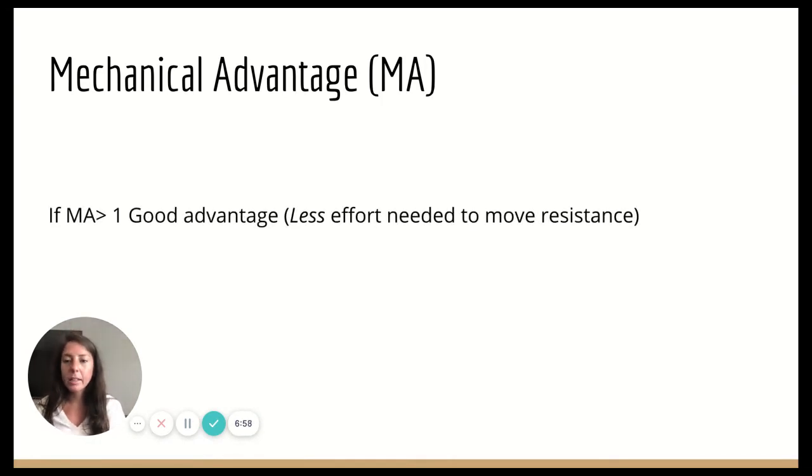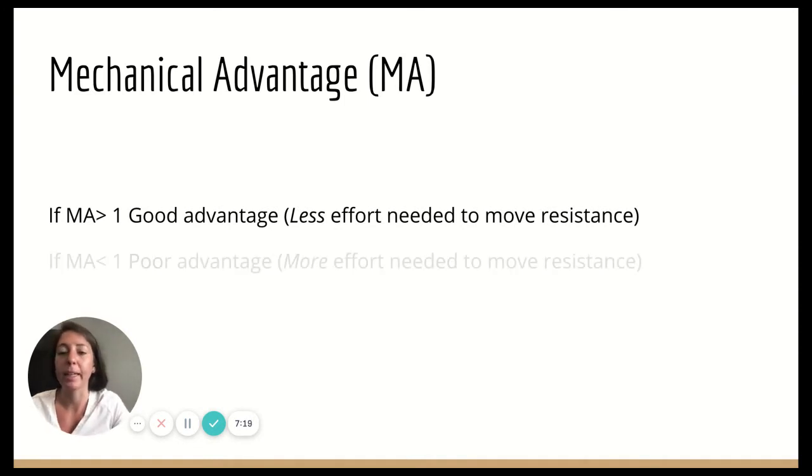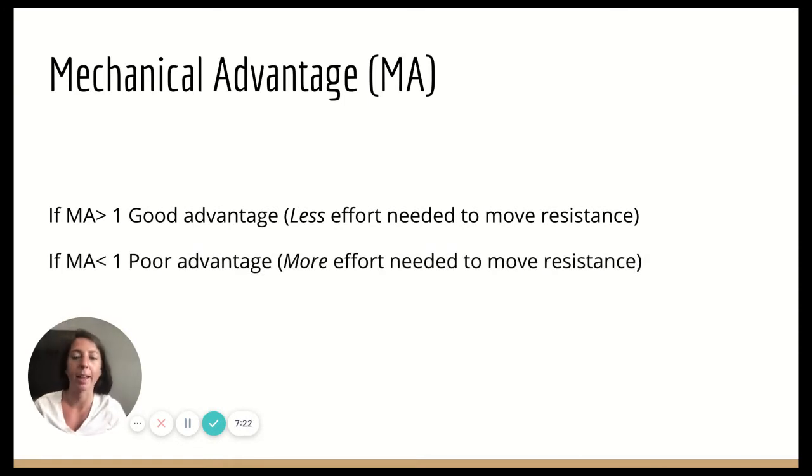So if the mechanical advantage is greater than 1, there's a good advantage, meaning there's less effort needed to move the resistance. Right? And the resistance is, again, the weight of that body part that's being moved. So there would be less effort needed to move that, which is a good thing, a good advantage. Now, if the mechanical advantage ends up calculating less than 1, like 0.25 or 0.75, then there's a poor advantage, meaning that it can still move this part, there's just going to be more effort needed to move that resistance.